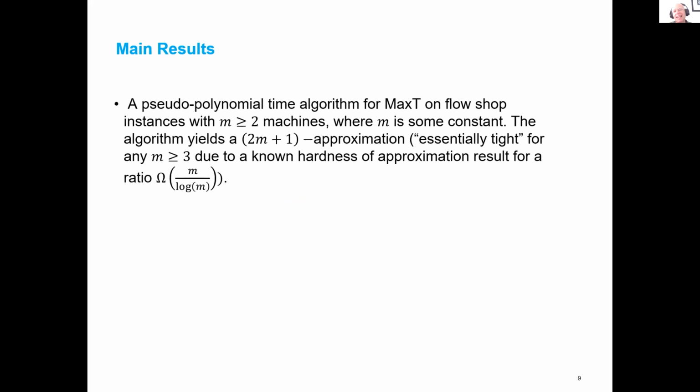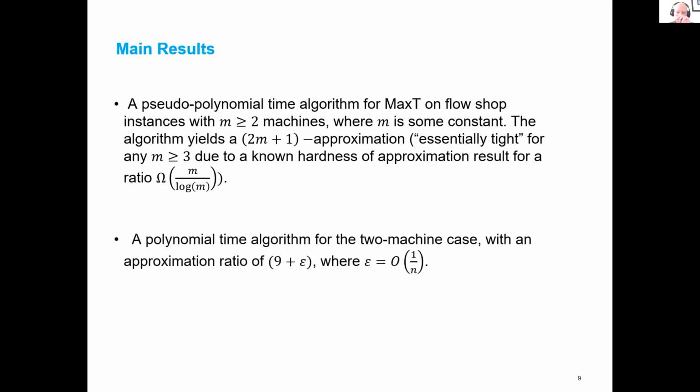And this is, I say, essentially tight, because there is a lower bound of a related problem, which is omega of m over log m. So let's say that up to a logarithmic factor, you have no chance to get any better approximation ratios than linear in the number of machines. And this is indeed what we achieved. And for the special case of 2 machines, as a matter of fact, we can achieve a polynomial time algorithm, and this polynomial time algorithm gives an approximation ratio of 9.